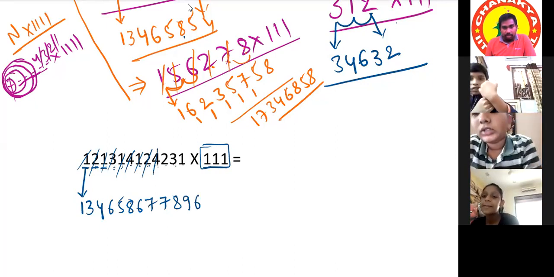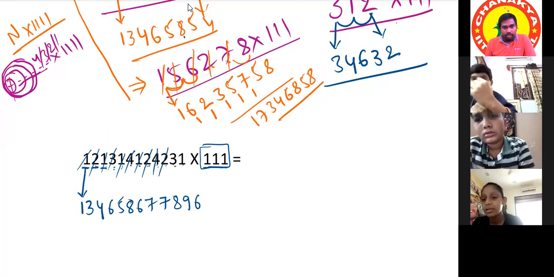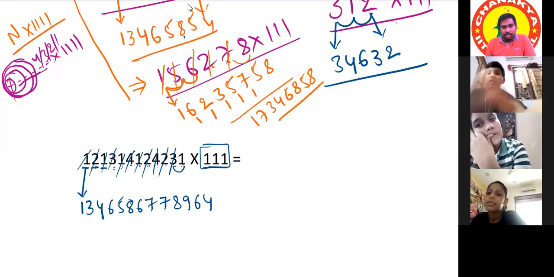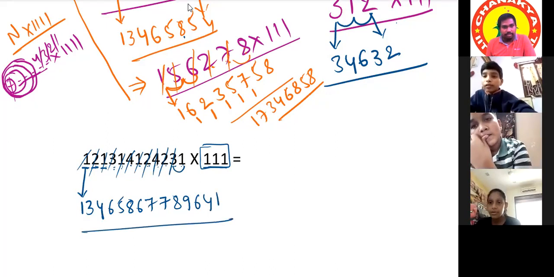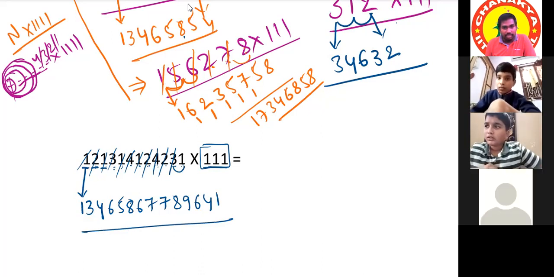Now 3 digits are over and we come to the end. But then we have to take 3 digits, then 2 digits, then 1 digit, right? So cancelling 2, 3 plus 1 is 4. At the end, we have to take again 1 as it is. That is all, that's the answer.